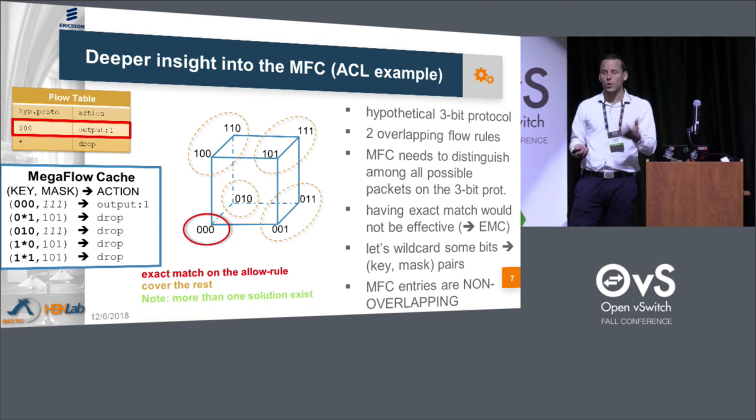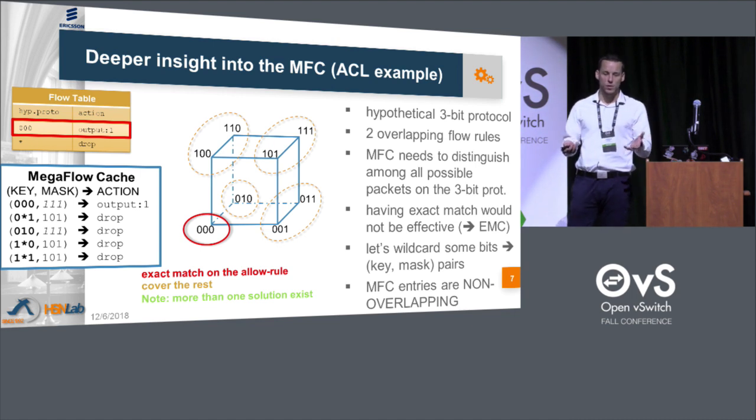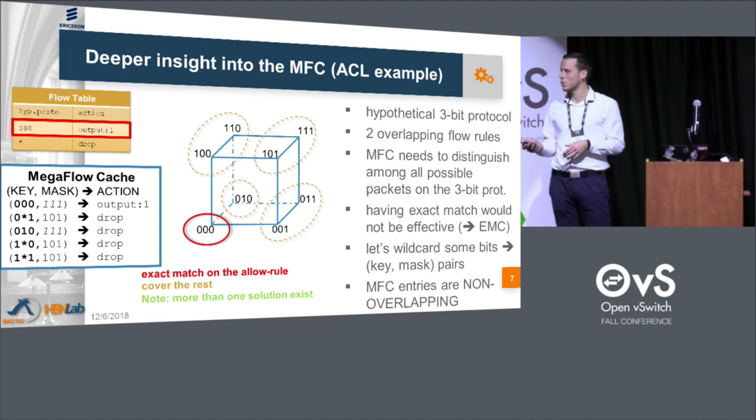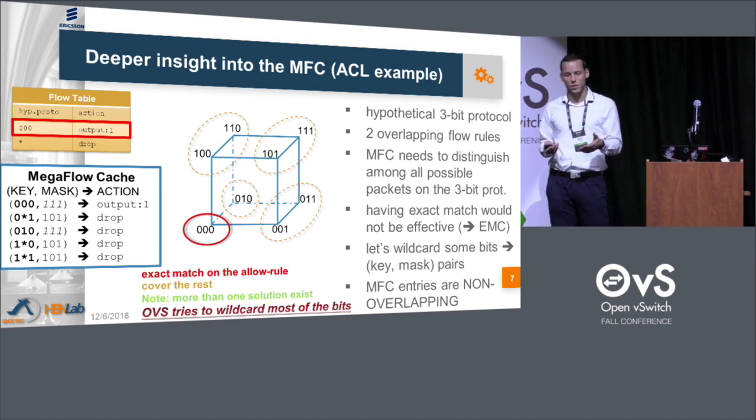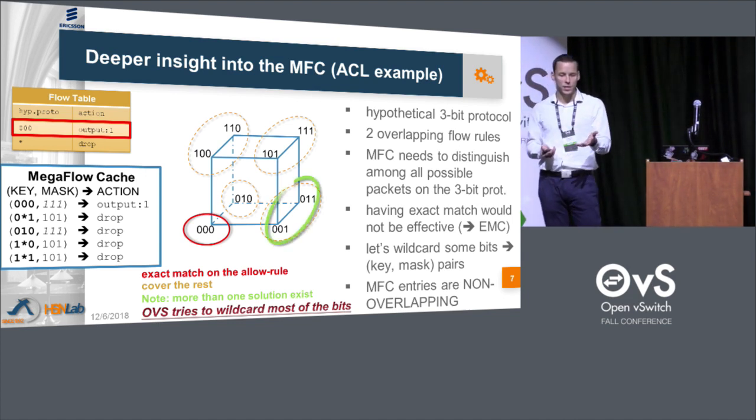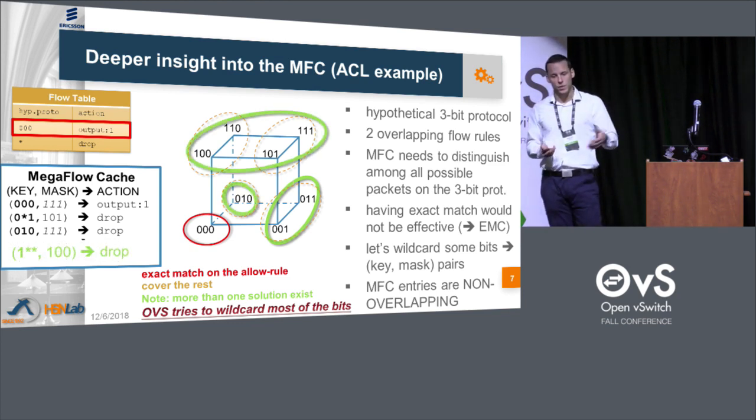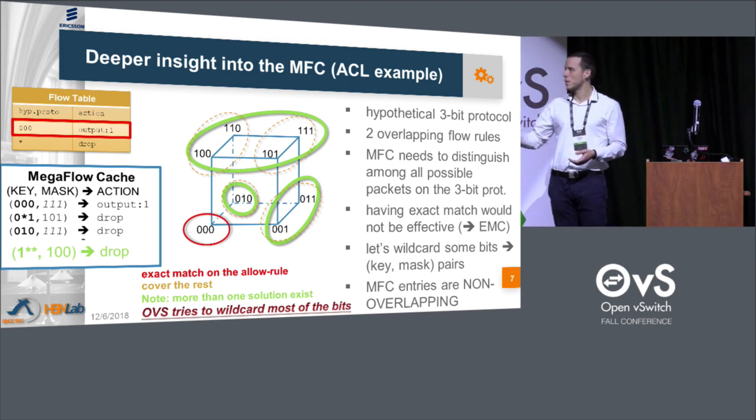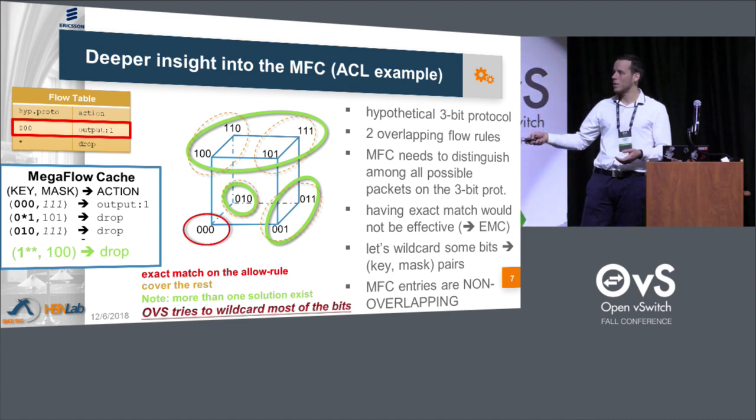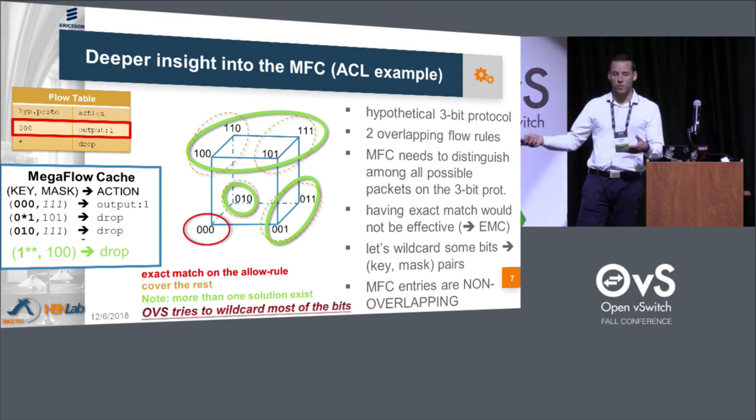Of course, there is more than one solution. I can wildcard, I wouldn't say arbitrarily, but there's always more than one solution. And what we found out is that OVS actually tries to wildcard most of the bits it can, which means that, for instance, in this case, it probably ends up something like this. So it will realize after a specific runtime that it can reduce the number of entries in the cache. You can see that now we can cover the 4 bits on the top with just 1 entry. So we reduce the number of entries from 5 to 4.